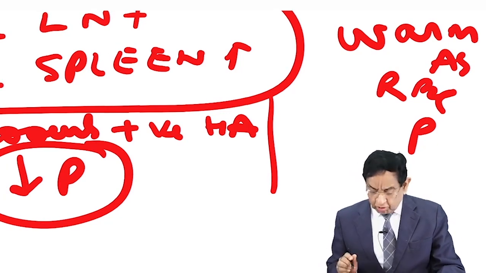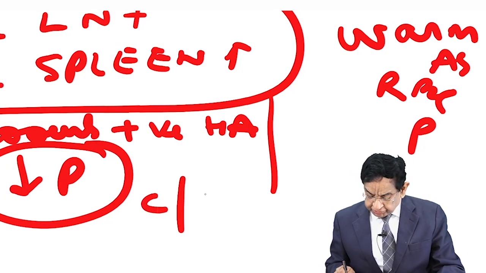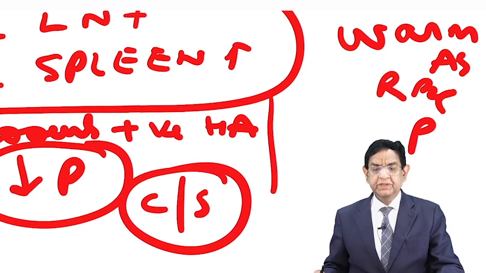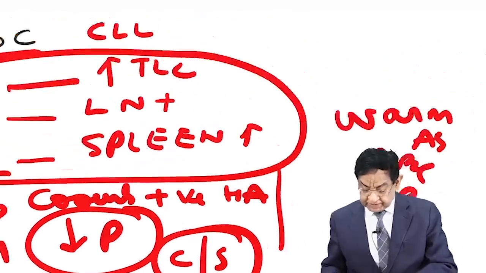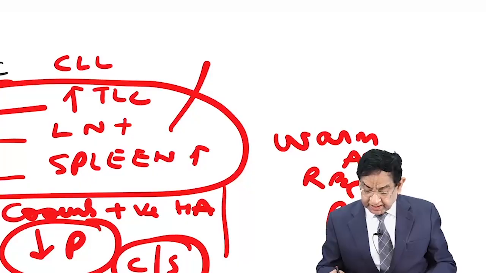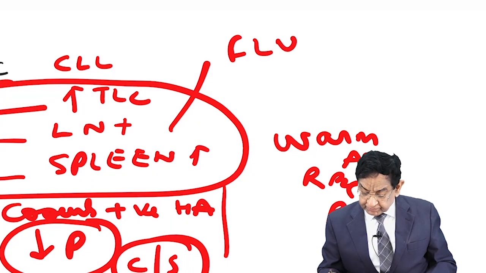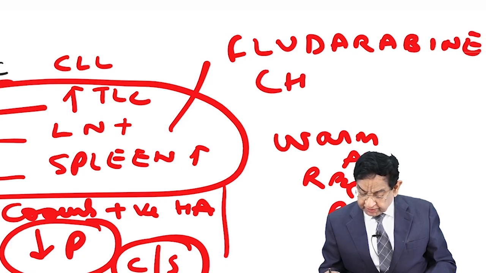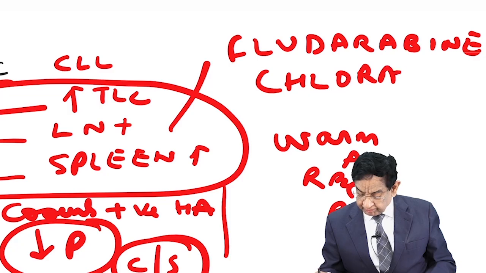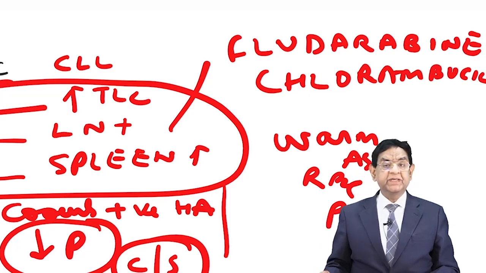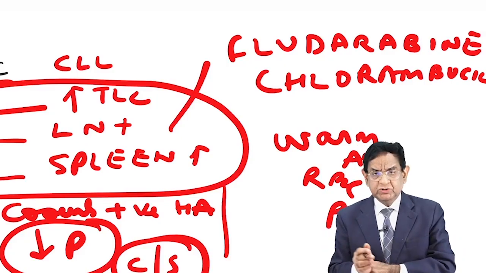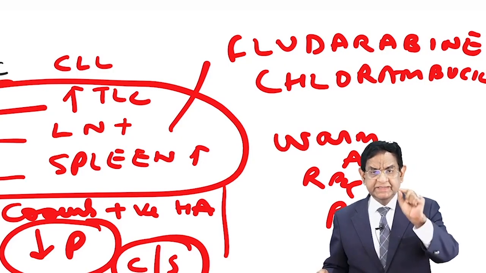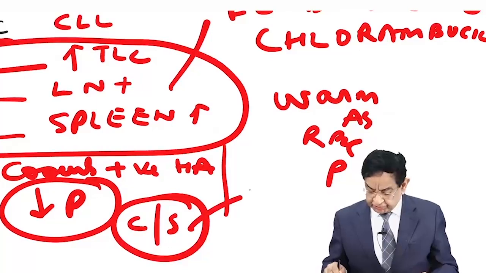So these two, anemia and thrombocytopenia, are due to autoantibodies. They are a strong indication for using corticosteroids. Up to the earlier stages of this disease, we can use drugs like fludarabine and chlorambucil, but if the patient has anemia or thrombocytopenia, then it's a definite indication for using corticosteroid.